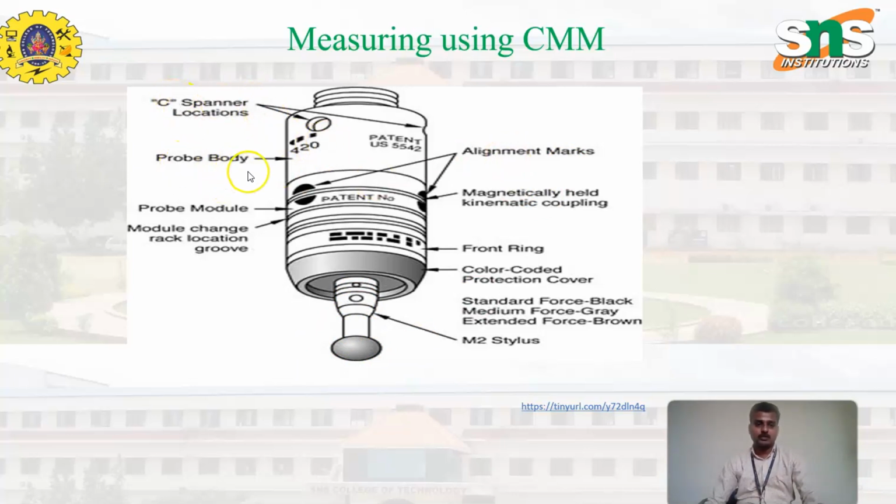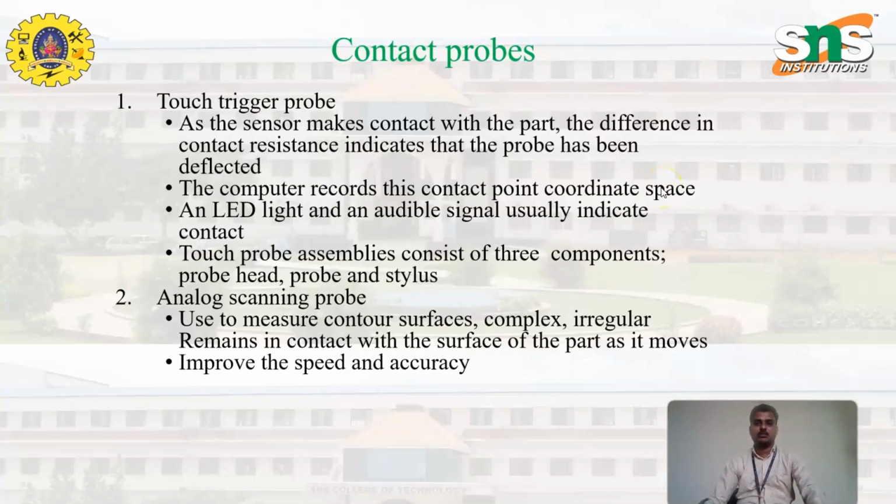Then another one is the probe type. This is a probe module. Some of the parts are the front ring, color coded protection cover, and standard force, and these are all the general schematic of the CMM.